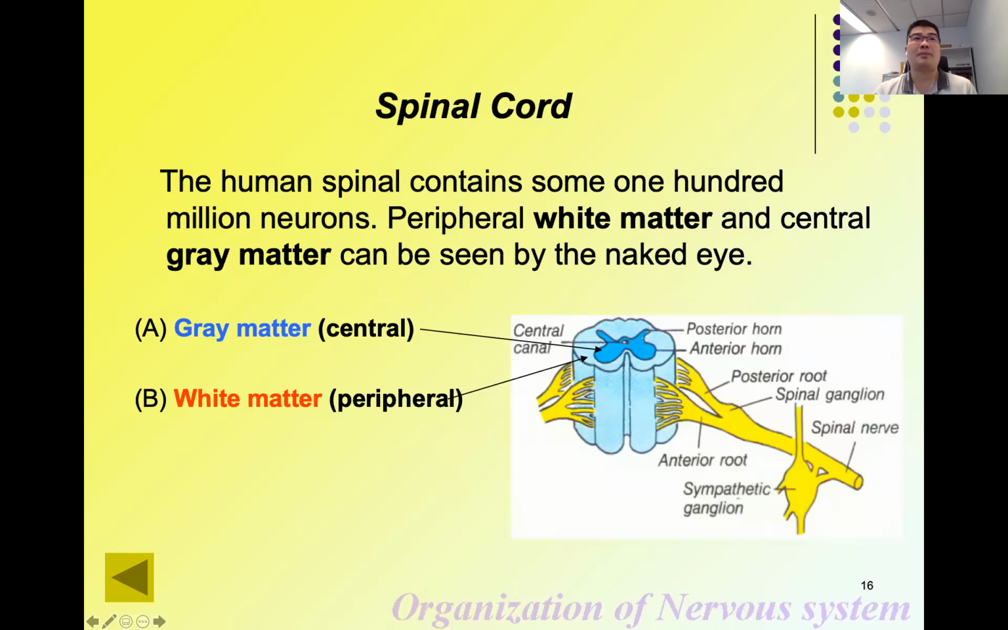So, the spinal cord. The human spinal cord contains some 100 million neurons. The periphery is white matter, and the center is gray matter. The gray matter can actually be seen by the naked eye. If you have the chance, you can buy a cow spinal cord from the market.